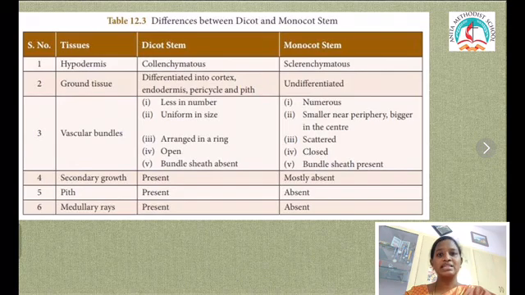In dicot, vascular bundles are less in number, uniform in size, arranged in a ring, open, and bundle sheath is absent. But in monocot, they are numerous, scattered around, closed, and bundle sheath is present. Secondary growth is present in dicot and absent in monocot. Medullary rays are present in dicot and absent in monocot.